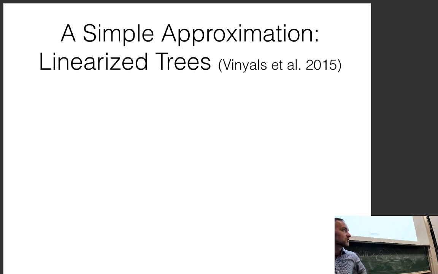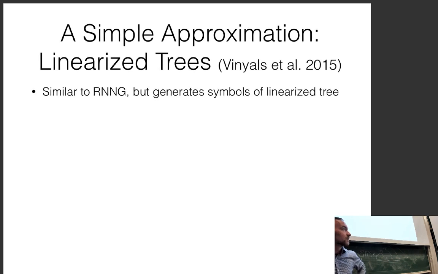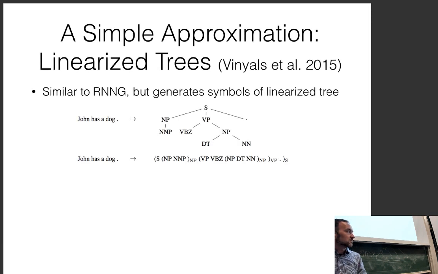Basically, it's similar to the RNNG in its transition system, but instead of having shift actions and reduce actions and syntactic composition functions, what you do is you turn this tree into a sequence of symbols, and then you run a sequence model over it. The sequence model predicts the sequence of symbols, and then you turn this back into a tree and evaluate it for its accuracy.